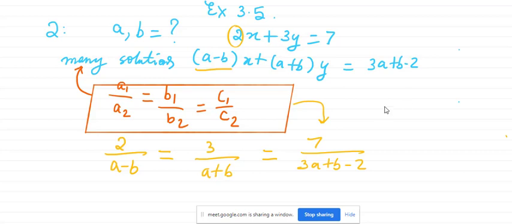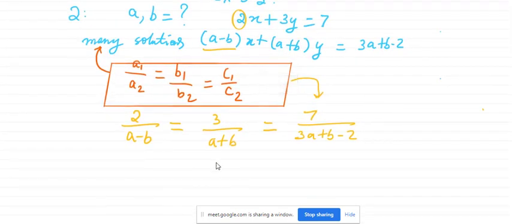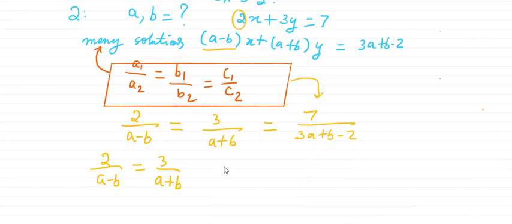Now you can't solve the three ratios together, so first we will take the first two together. So you can take 2 divided by a minus b equals 3 divided by a plus b. You will cross multiply and you will get the equation for a and b, right? And then you can take another equation. The other equation can be either this 3 by a plus b with the 7 by 3a plus b minus 2, or if you want you can take this 2 by a minus b equals to this one. It's your wish. For solving an equation with two variables you need two equations, that's why we are taking these two.